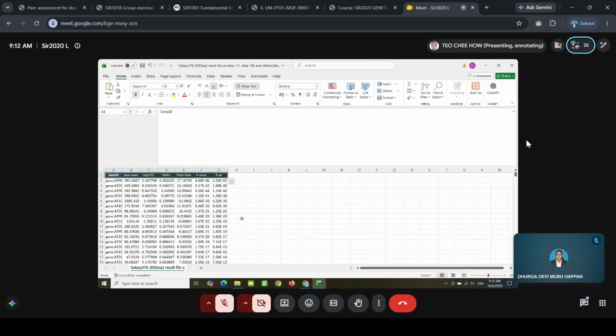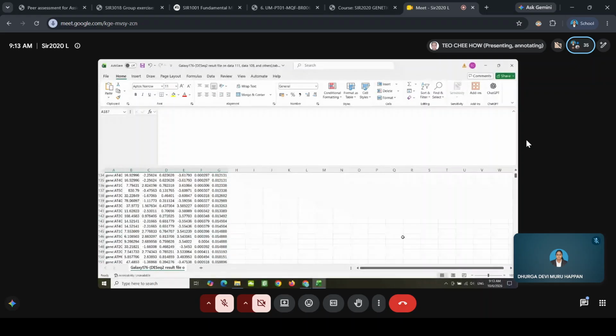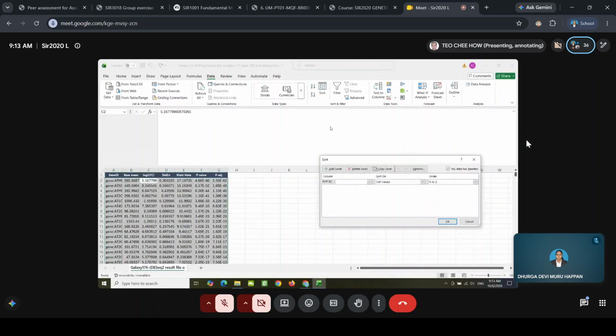Right. Then I want, oh, this one is J. Okay. I want to remove those that are non-differentially expressed, non-significant, first. So I remove those that are bigger than 0.05. These are the ones you need to delete, right? And then I do the sorting. I sort the data using the log FC, smallest to largest.